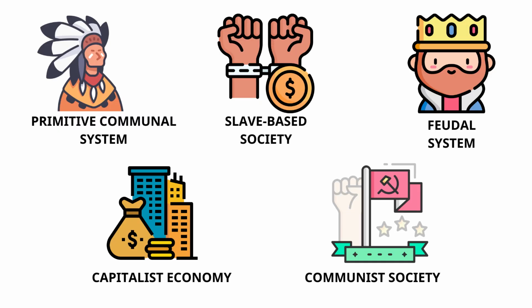The 5 socio-economic formations, from primitive communal society to communism, showcase human society's historical evolution. Each stage has unique production, distribution, and social relationship characteristics. Studying these formations provides insights into societal development and the challenges in creating a fair, sustainable society.